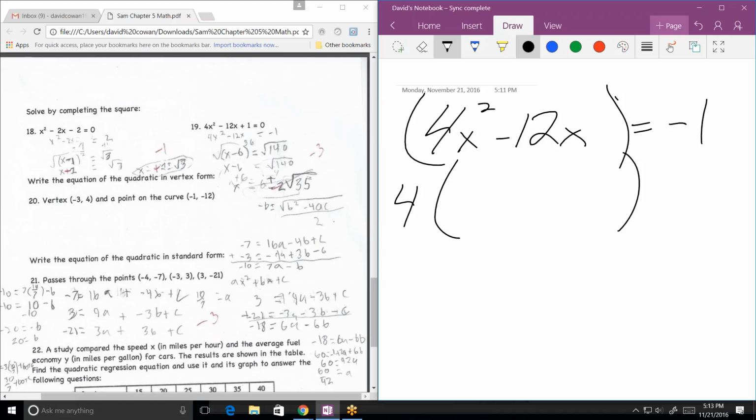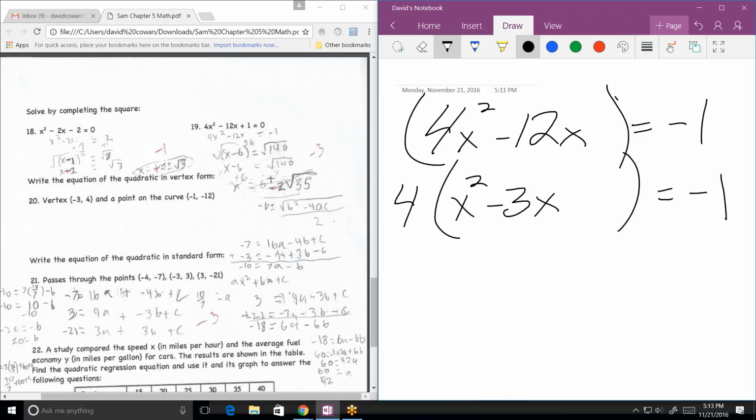It would be x squared minus 3x. All right. Don't go any further. Have we changed the equation at all? No. Okay. Always be checking. At every single step, make sure you have not changed the equation.